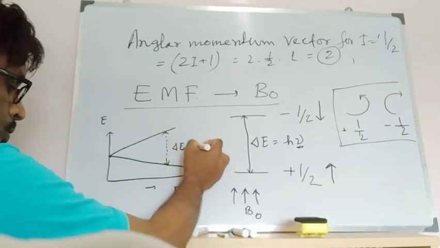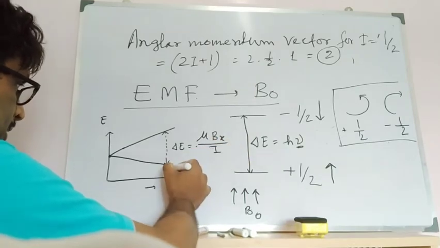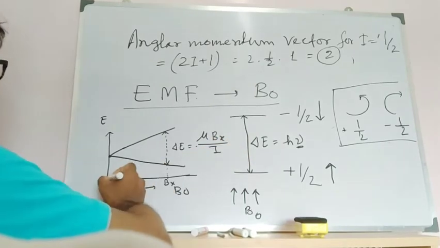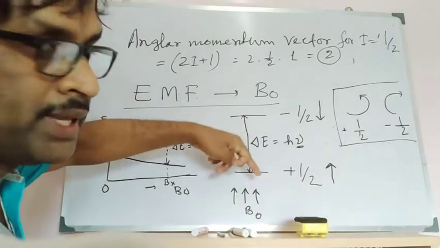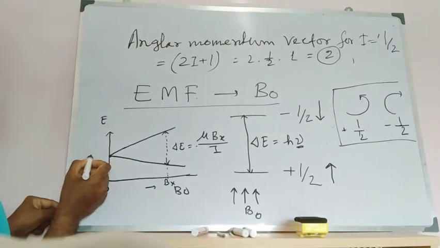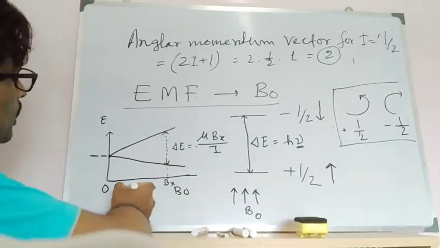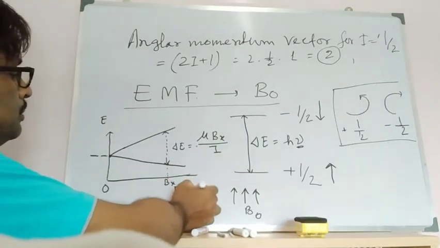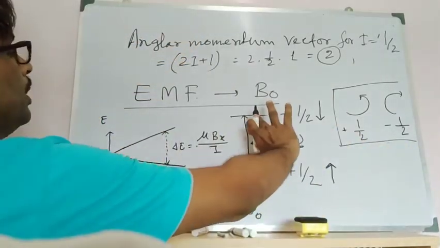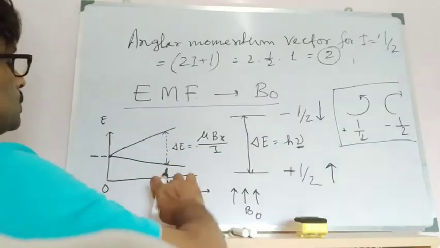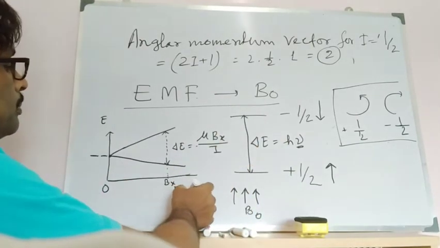Delta E equals mu into B0 divided by I. So in absence of the external magnetic field, it will be 0 here. These two spin states are equal in energy, and that is called degenerate. These two will be degenerate. When you increase the B0 value, the separation will increase. So this amount will increase with an increase in B0. That means it depends on the amount of B0.